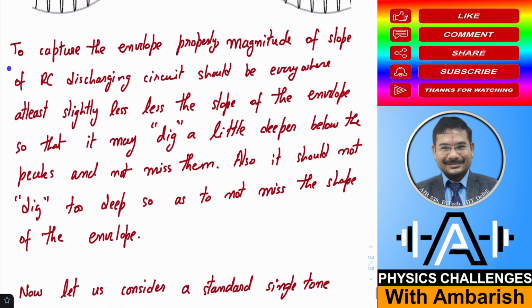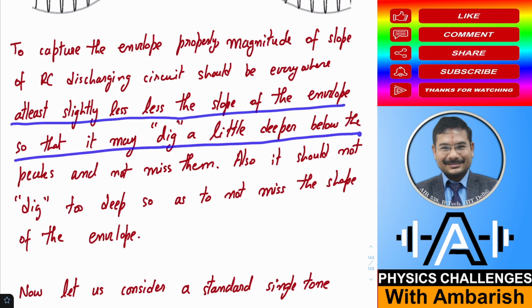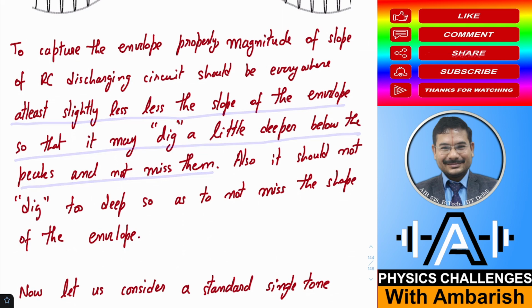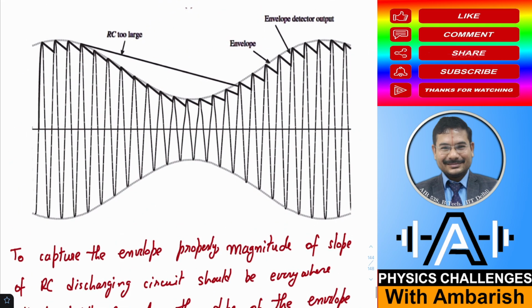So to capture the envelope properly, the magnitude of the slope of the RC discharging circuit should be everywhere at least slightly less than the slope of the envelope, so that it may dig a little deeper below the peaks and not miss them. What I mean by this, listen very carefully. RC is discharging, and by the time the next peak hits, it is a little below the next peak. Again it is a little below the next peak, again a little below. We do not want it to be above the next peak, otherwise those peaks will be lost.